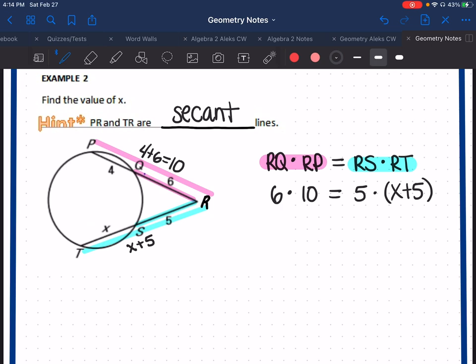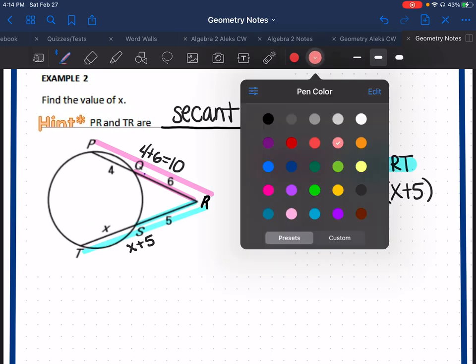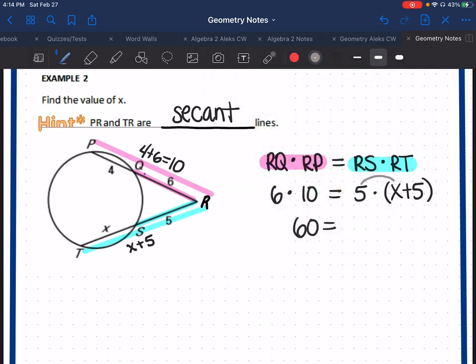6 times 10 is 60. And on this other side, we're going to distribute the 5. So 5 times x and 5 times 5. We're going to put a plus in between because that's what we see inside the parentheses. This is just an equation that I can now solve.